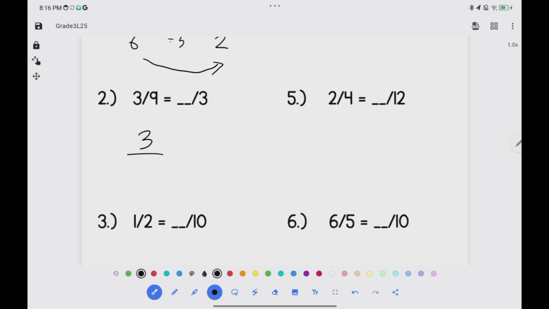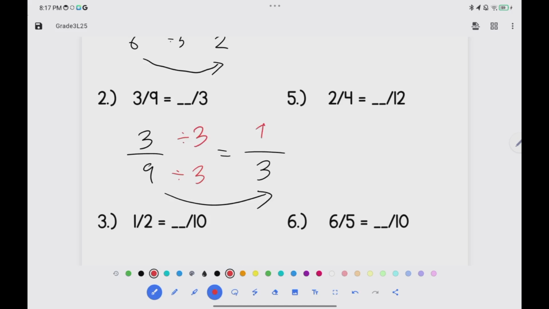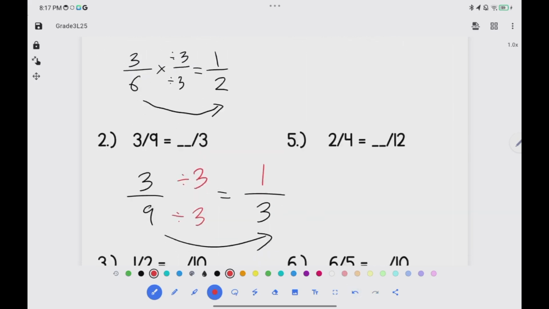3/9 equals something over 3. Okay, so what do we have to do to get from 9 to 3? Multiply or divide? We divide, so we divide by 3 again. And whatever you do to the bottom, you do to the top. So divide the top number by 3. 3 divided by 3 is 1. So the missing number here is 1.